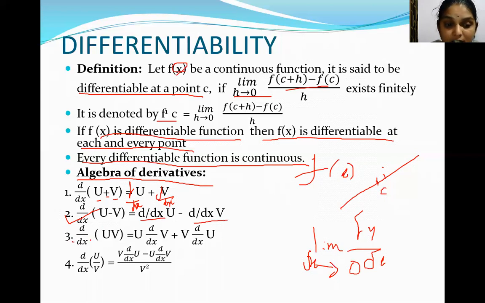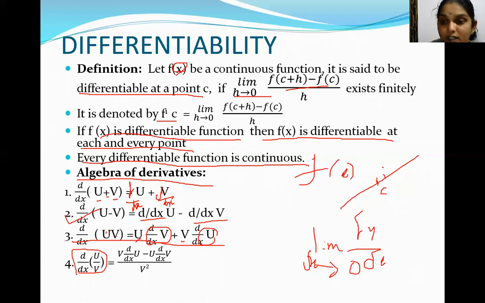And this you have studied, the product rule. d by dx of uv, the product of two functions: u, the first function as it is, times the derivative of the second function, plus the second function as it is, times the derivative of the first function. Now, d by dx of the quotient of two functions.